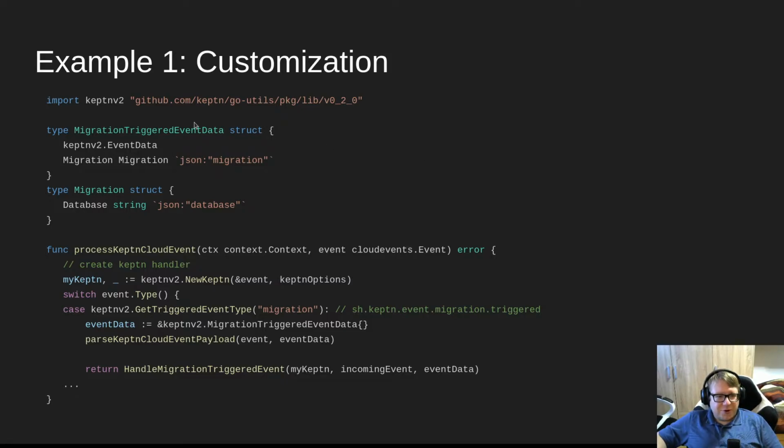Link is down below in the description of the video if you want to take a look at it. So what you need to do is import our Go utils library, and within that library we have the version 0.2.0 package, which contains event data and some Keptn helper functions. And yeah, we need to define a migration triggered event data. Well, we don't need to, but it's best practice that you have a type for it. This includes the Keptn event data and the migration data, and migration itself just contains database, which is a string, and that's about it. So this is just the mapping from the Keptn cloud event into a Go struct.